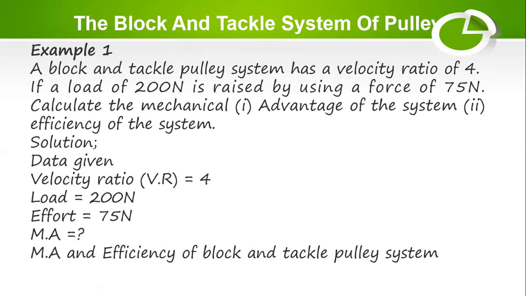Now let's see the example. A block and tackle pulley system has a velocity ratio of 4. A load of 200 Newton is raised by using a force of 75 Newton. You are required to calculate the mechanical advantage of the system and the efficiency of the system. Solution: the velocity ratio given is 4, the load is 200 Newton, the effort is 75 Newton. Required to find the mechanical advantage and the efficiency of the block and tackle pulley system.